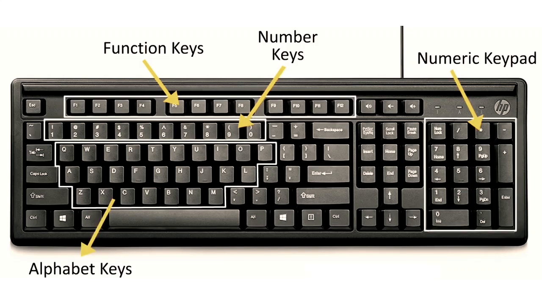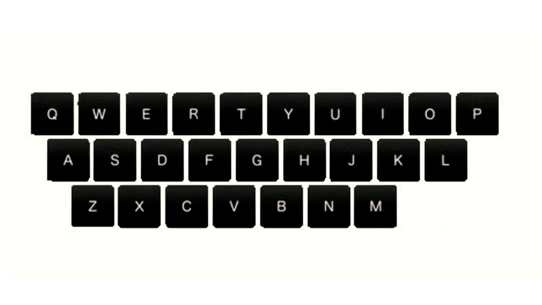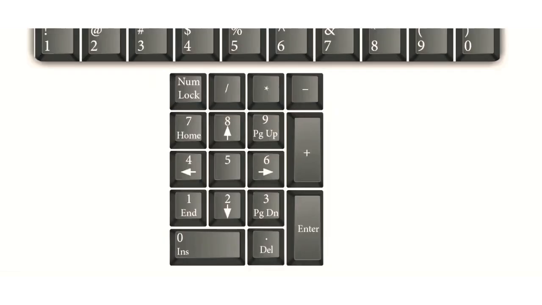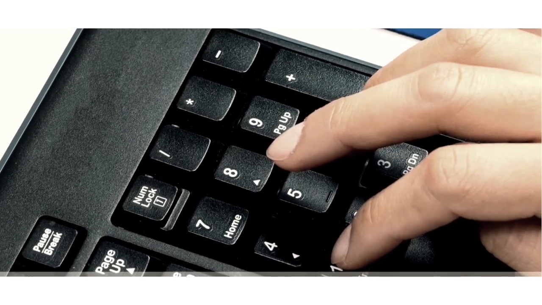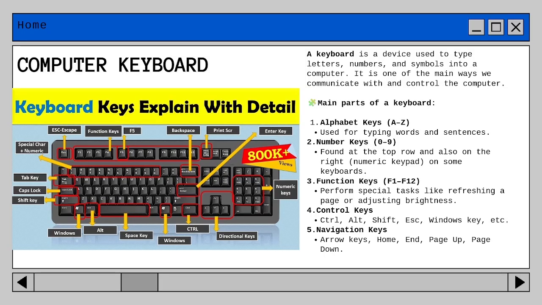Number 1. Alphabet keys are keys named from A to Z. They are used for typing words and sentences. Number keys. Number keys are keys named from 0 up to 9. They are found at the top row and also on the right as a numeric keypad on the same keyboard. They are used to type numbers into a computer.